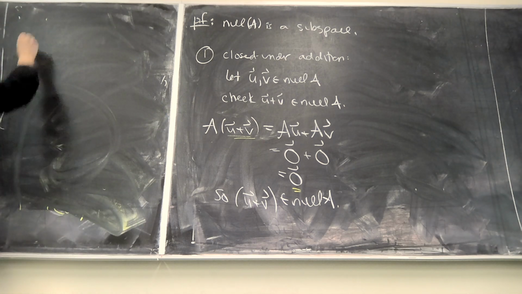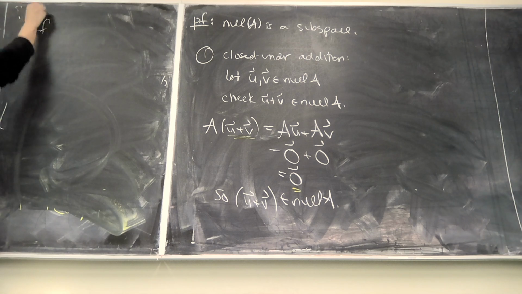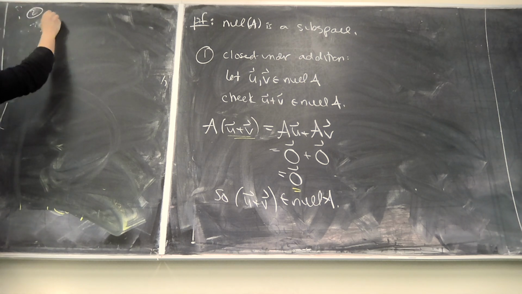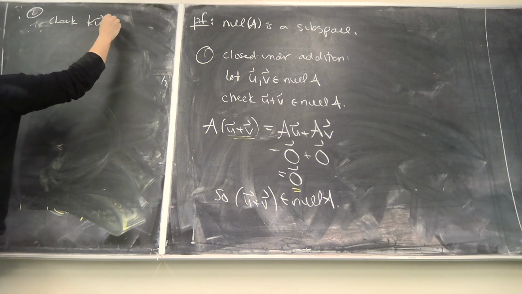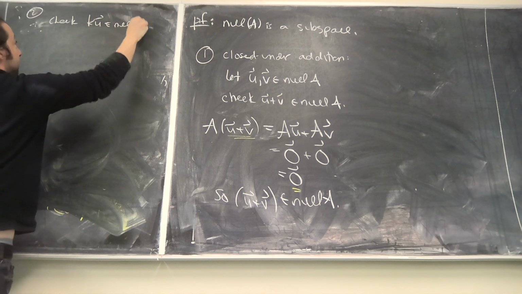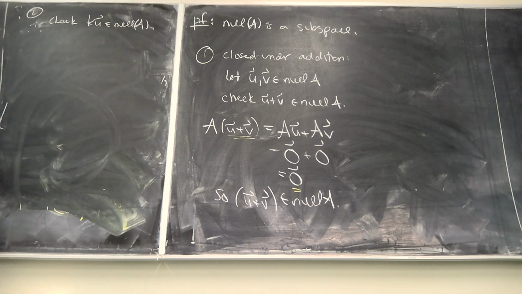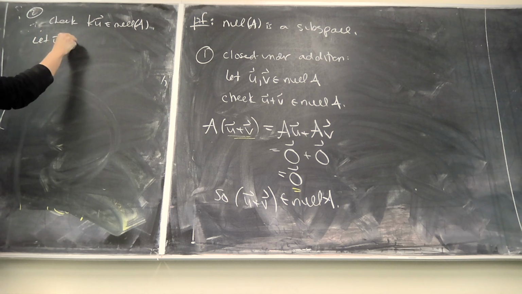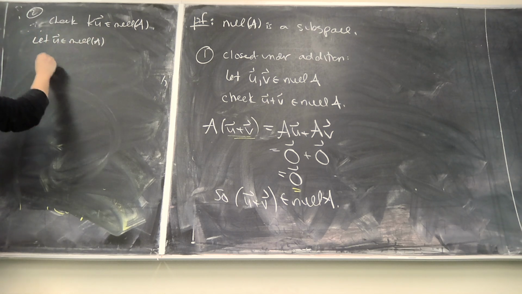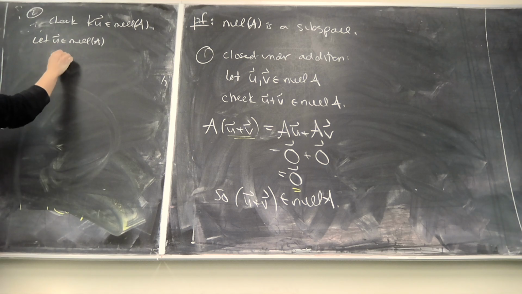Likewise, for condition 2, we're going to check that k times u is in the null space of A. So let's let u be in the null space of A, and k be a scalar.